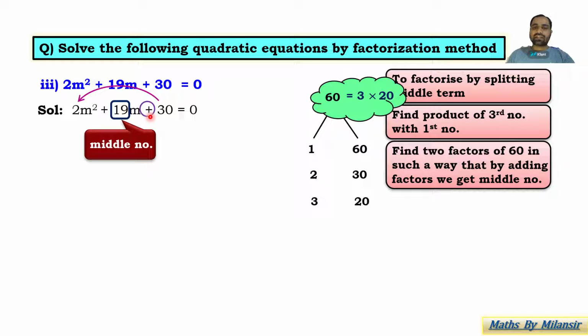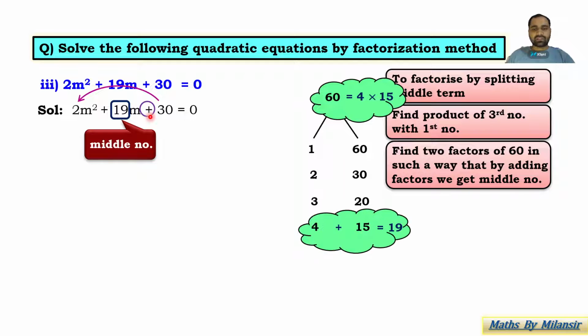Now factorize like 3 into 20. The sum is 23, which is not equal to 19. Now it is also divisible by 4. So if you divide by 4, then 4 and 15. And if you add 4 and 15, then we get easily 19. So yes, this one is the correct factor.